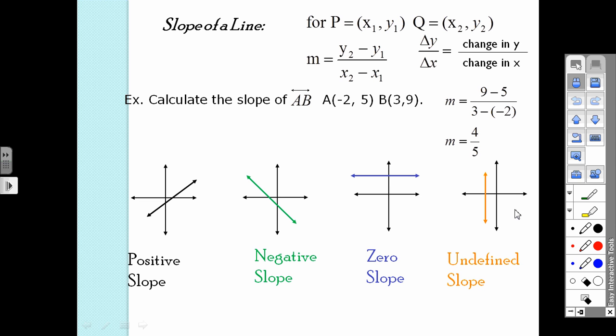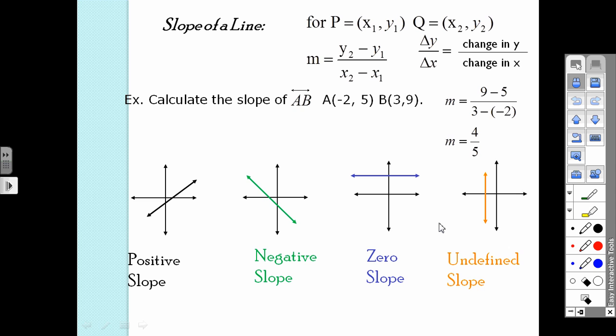So we call this undefined, and it's truly undefined because in this case the x coordinates are the same for your 2 points, and if you plug in the same thing here, say 5 minus 5, you end up getting a 0 in your denominator. And anytime you divide by 0, you get an undefined answer. So that's why the slope is considered undefined.